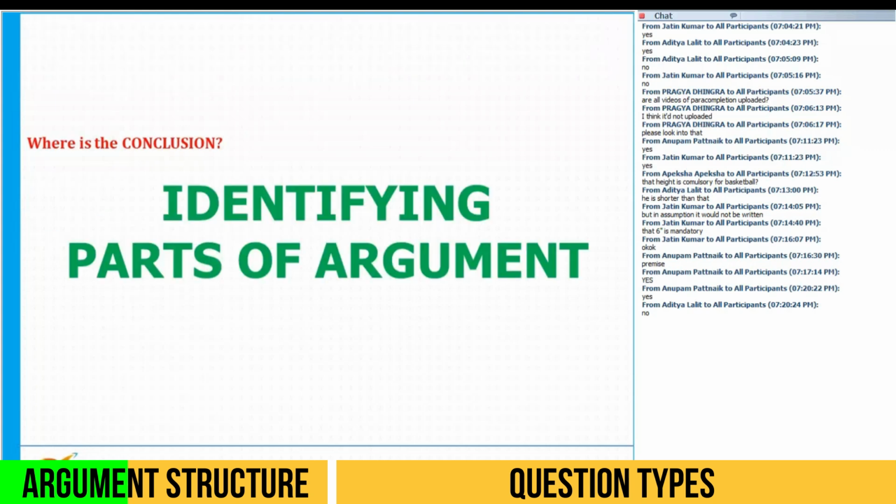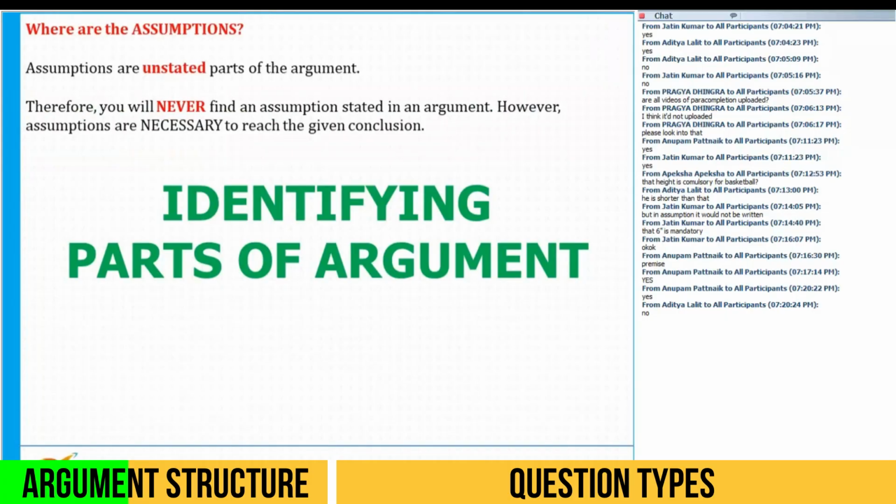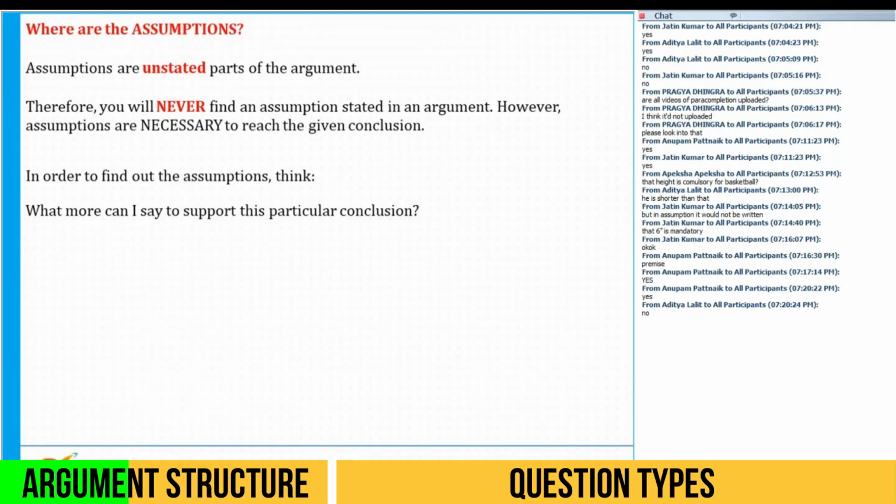If I ask you to identify the parts of the argument and I ask you to find out where are the assumptions, then you already know that assumptions are unstated parts of the argument. Therefore, you will never find an assumption stated in an argument. However, assumptions are necessary to reach the given conclusion. Without the assumption, you cannot conclude whatever you are trying to conclude.